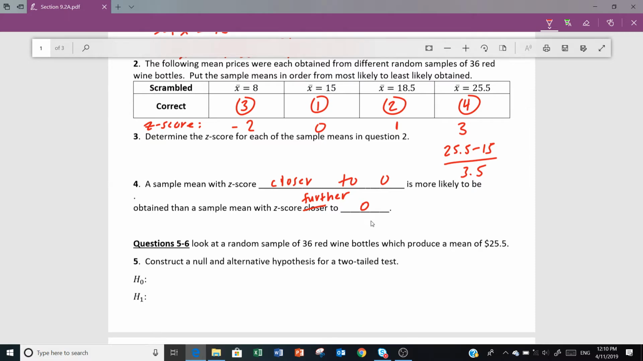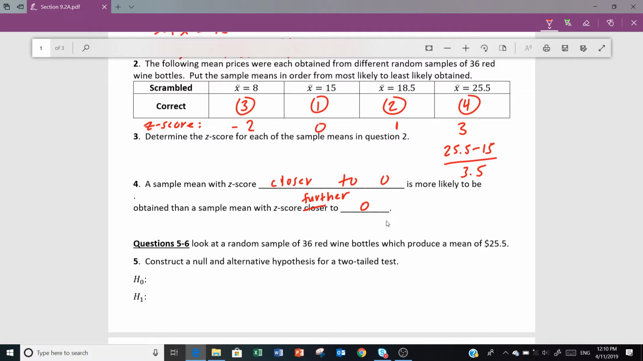Okay, now we're going to do the hypothesis testing. Let's speculate on rejection. We're going to reject when our sample mean is further from zero, is what we're going to find out. We shouldn't be getting sample means that are far from zero. They should all be close to zero.